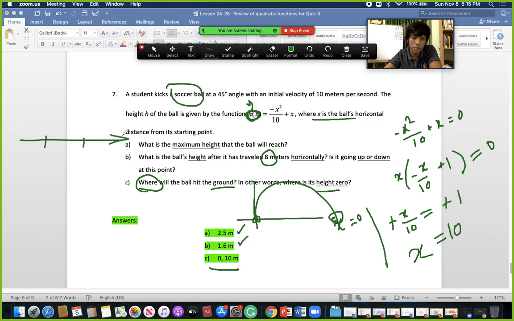Is it here? Is it here? Is it here? Where is the height 0? Where is the ground? The ball will hit the ground. Hit the ground means where the height will be 0. Find it out. So we found that one value is 0, another value is 10, somewhere at 10 meters.